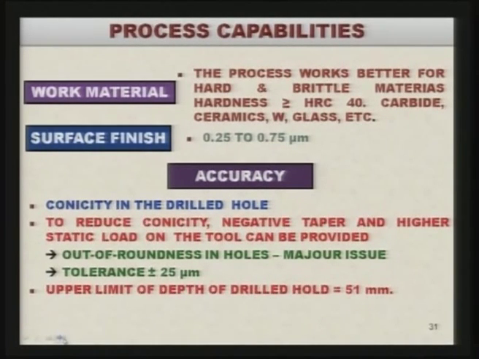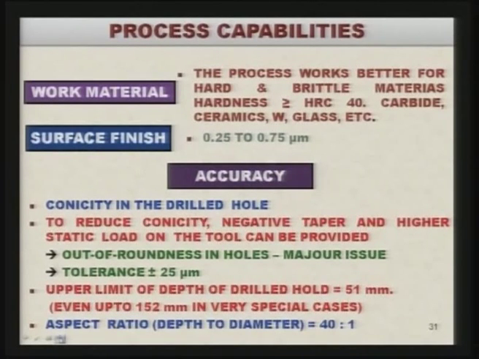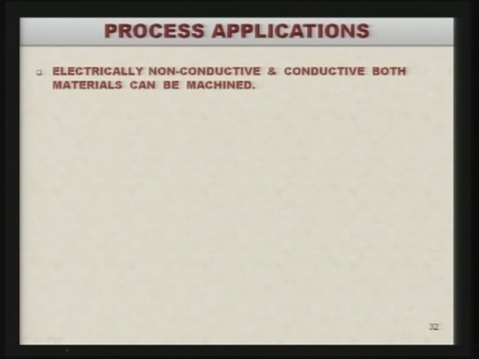Upper limit of depth of drilled hole is normally 51 millimeter, but in very special cases people have gone up to 120 millimeter as the depth of penetration, but you require very special kinds of slurry pumping devices, so that they can penetrate deeply inside. Aspect ratio that has been obtained is normally 40:1. Process applications: it can be applied for electrically non-conductive material as well as conductive material, because we are not making either tool or workpiece as cathode or anode.